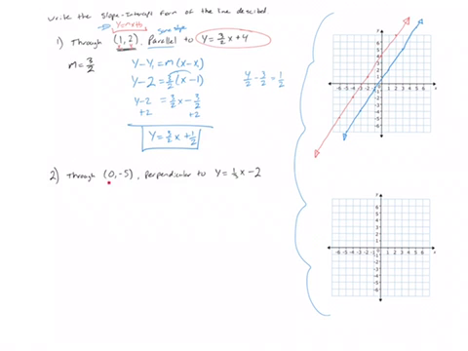Now we're going to try to go through this point, 0, -5, and be perpendicular to this line. So remember, perpendicular means negative reciprocal slope.